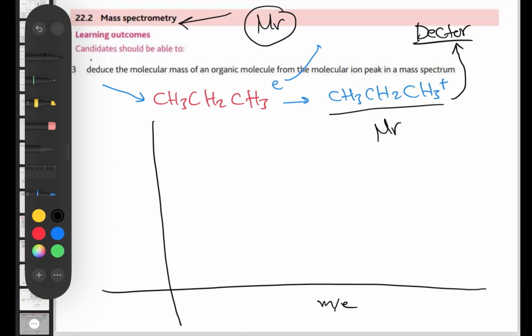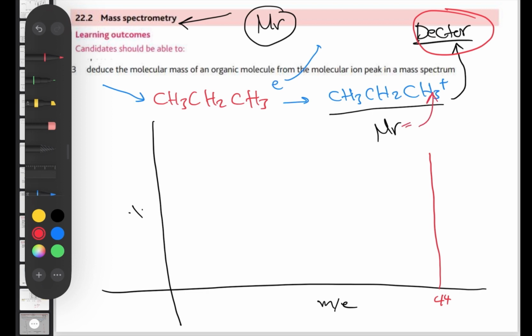Actually, it represents the mass or the molar masses, and the y-axis represents the relative abundance. It's the same thing that we covered in the isotopic masses. So at that point, as a result of hitting the detector, you will notice the presence of a peak in here, and it will appear at 44. And by the way, 44 actually represents the MR of this compound.